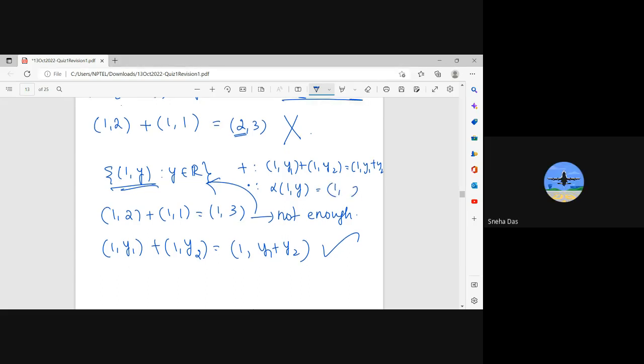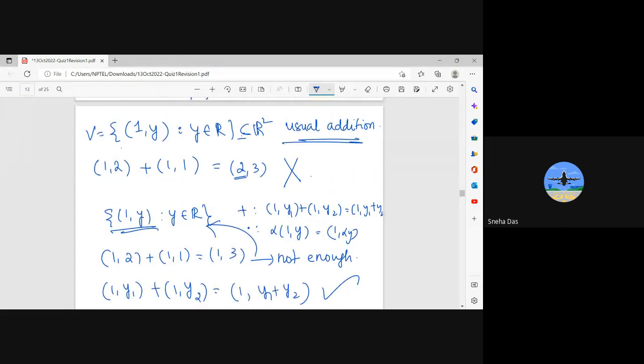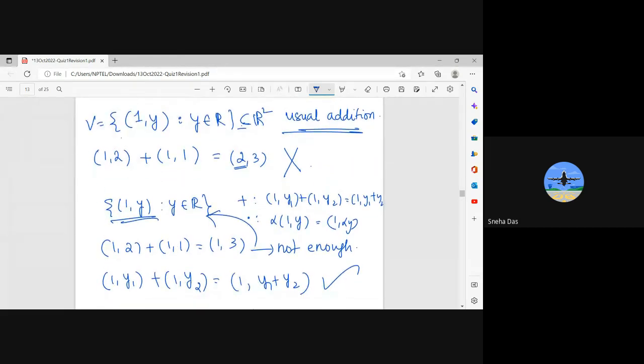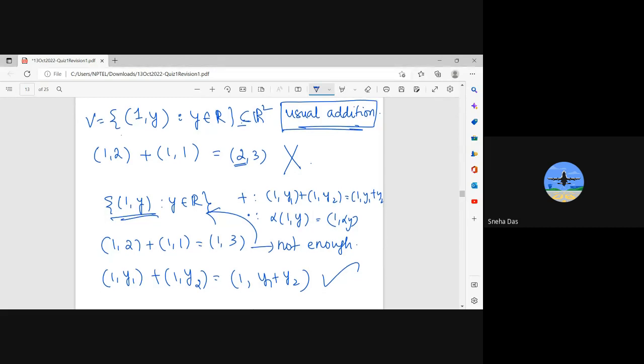Ma'am, I have a doubt. In the above example, you did 1 comma 2 plus 1 comma 1 is equal to 2 comma 3, usual addition, but component-wise. If the first one is fixed, we can't add 1 and 1, no? No, I am defining addition like that. I am defining that if I want to add any 2 elements from this set, this is how I will add them. That's how I am defining.